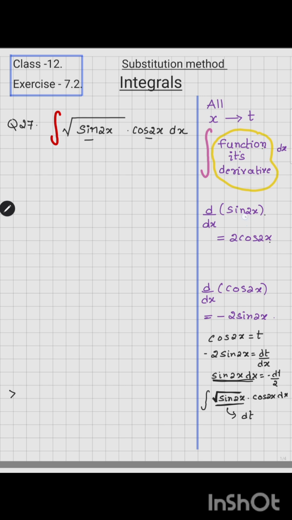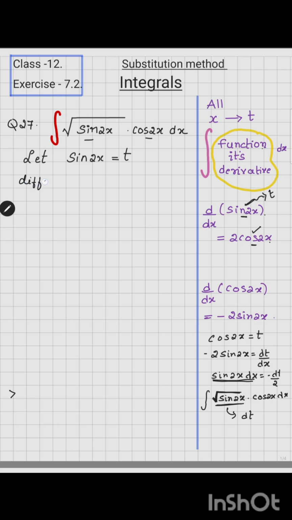So if we differentiate sin 2x, you will get cos 2x, right? So both function and its derivative is the integrand. Now, which one to select as a function t? We have to select this original function and equate it to t. So let sin 2x is equal to t.